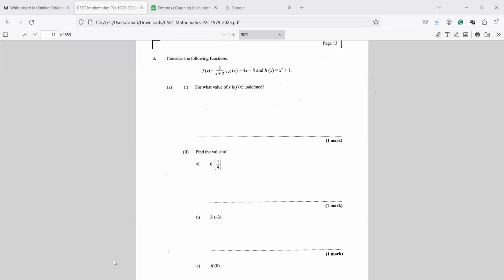So undefined in this case would mean that the denominator is 0. So we need a value for x to make the denominator 0. And that would be -2. Everyone seen how we arrived at -2?